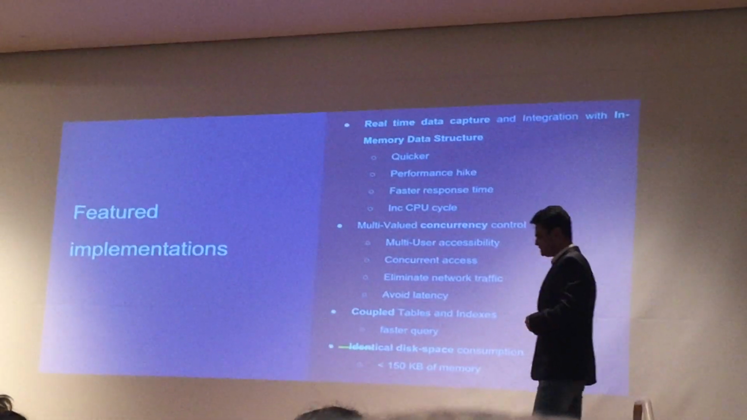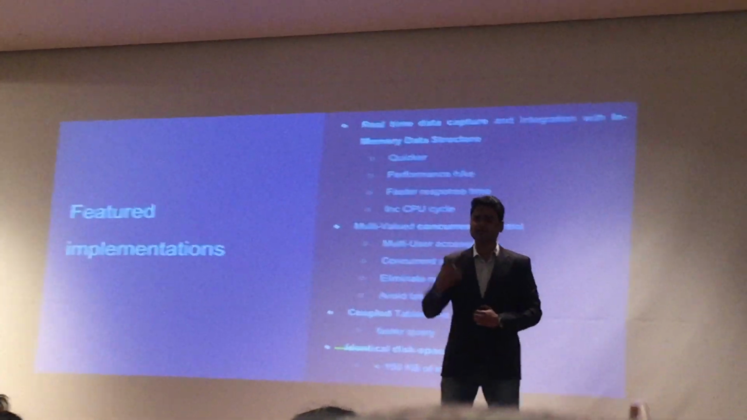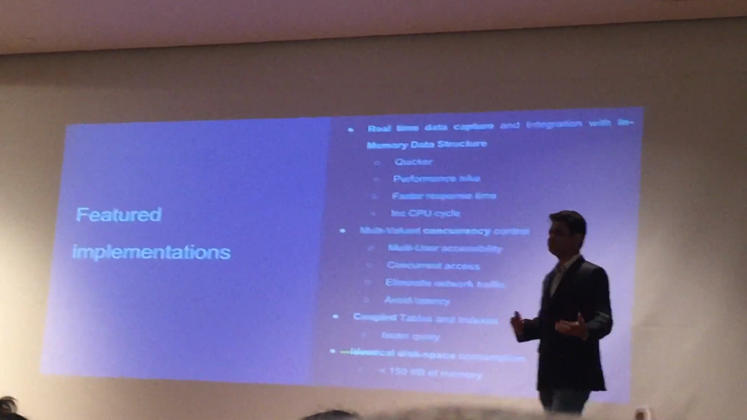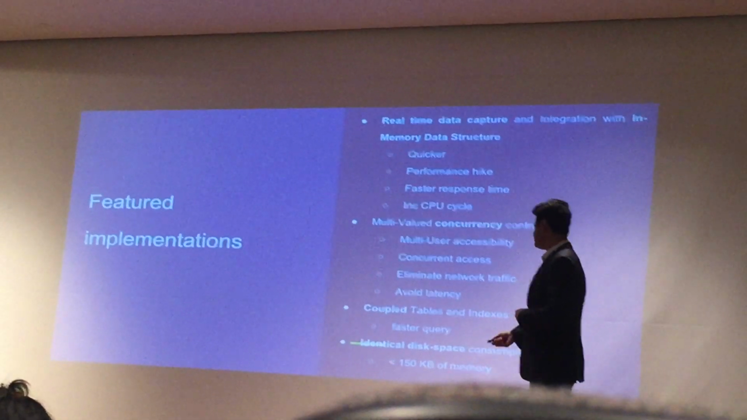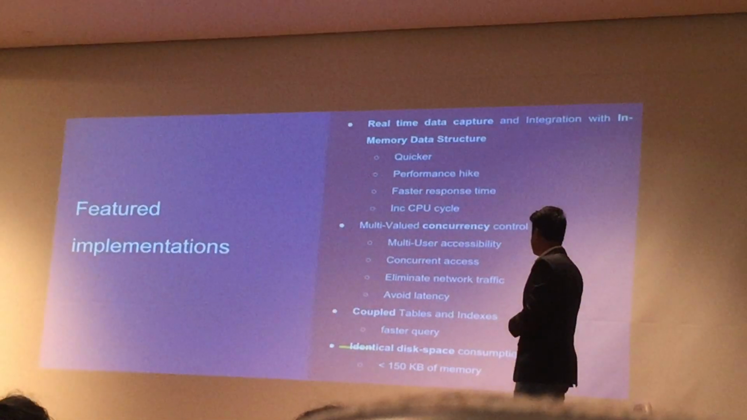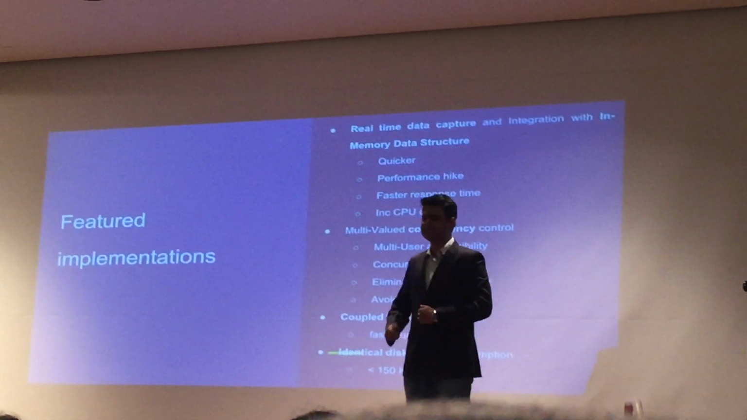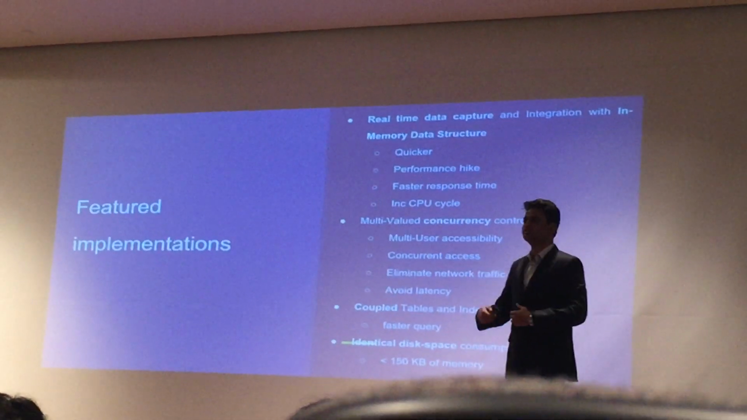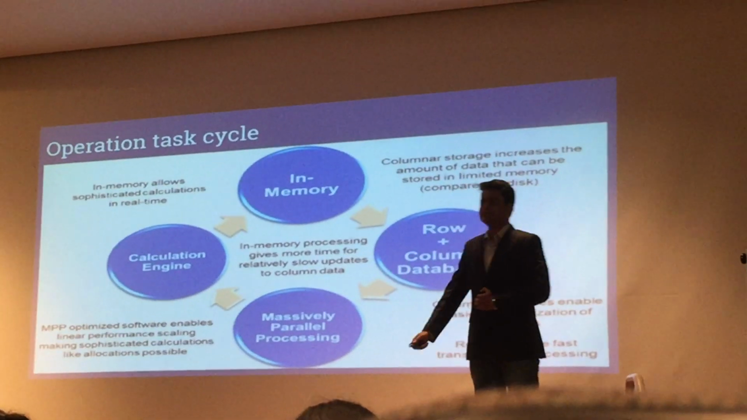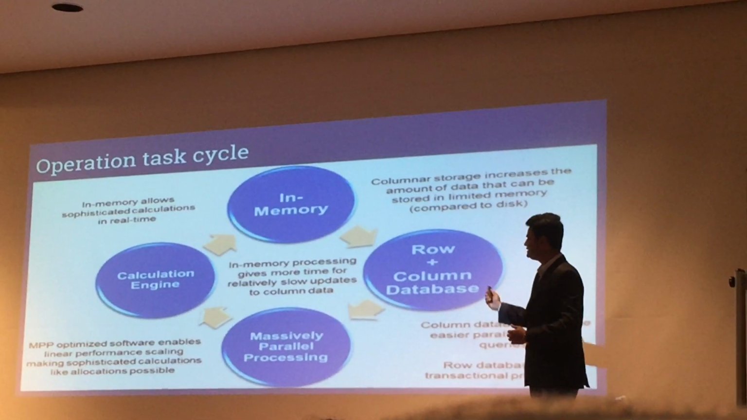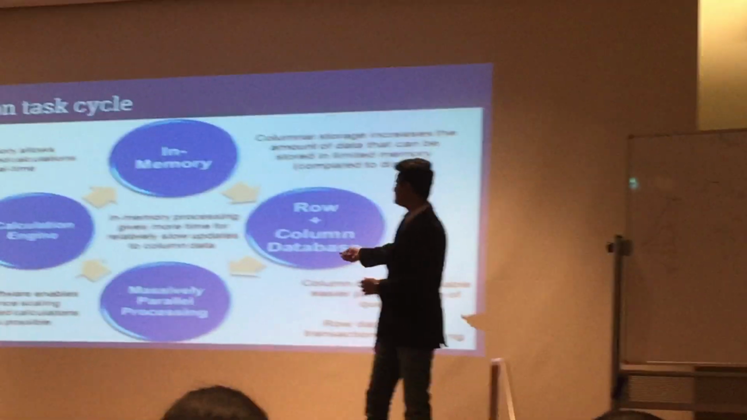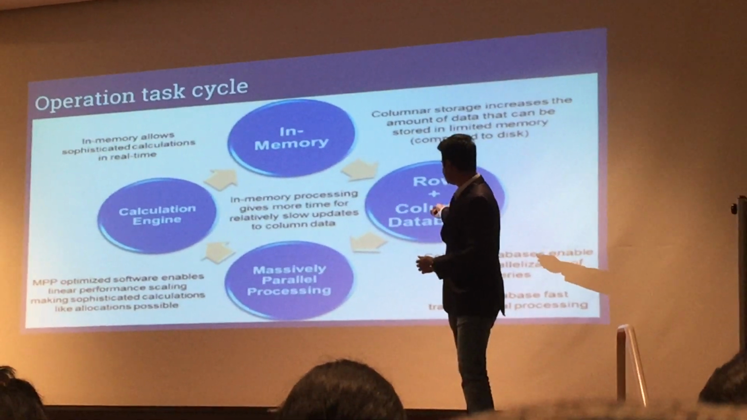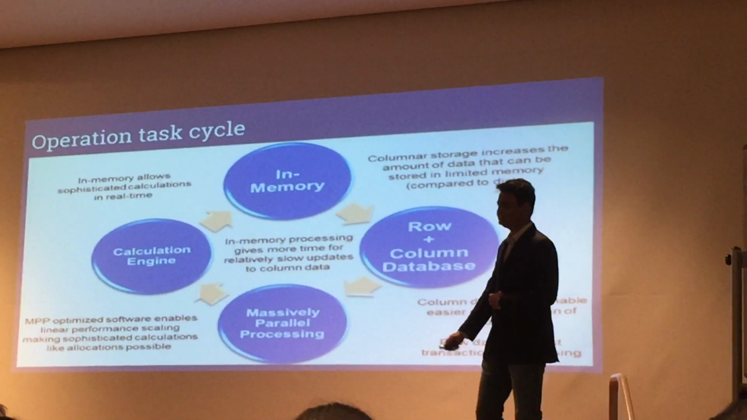And coupled tables and indices, again getting back to this in our future slides, there are application level diagrams which tell you how the queries get faster by coupling tables and indices. And the disk space consumption is less than 150 kilobytes of memory. So it's a really low space consuming application. Now, this is the operation task cycle. This can be found anywhere, because this is the theoretical part behind the explanation of an in-memory database. Here it tells you how the database works: there's a row and column database, massive parallel processing, and a calculating engine.